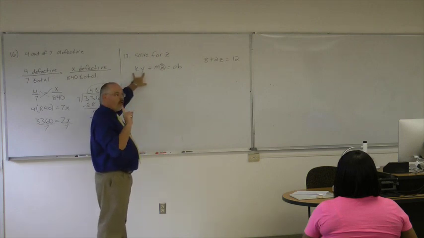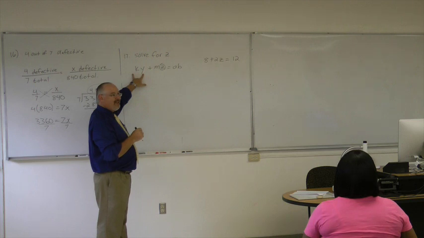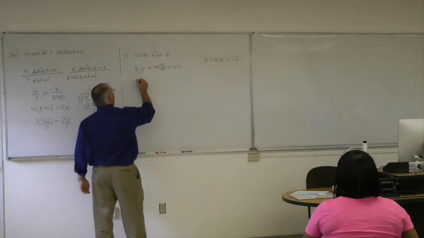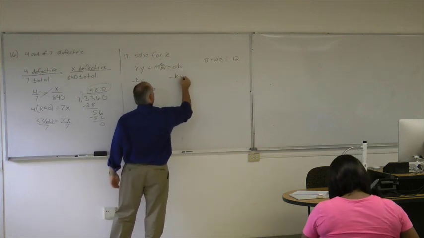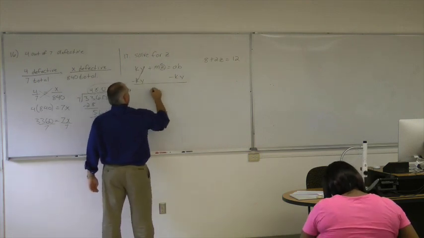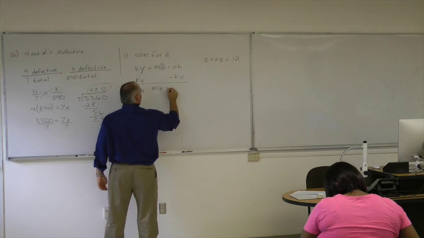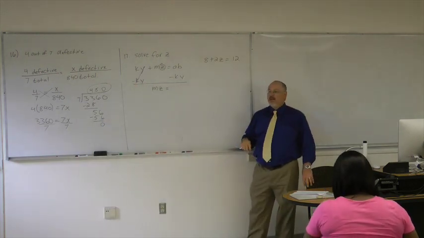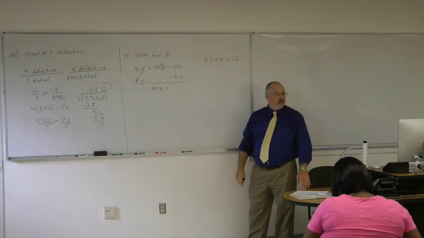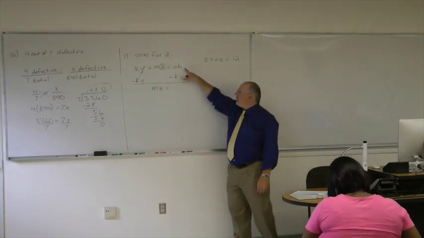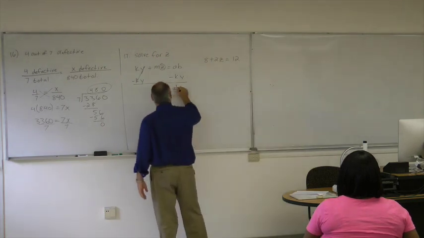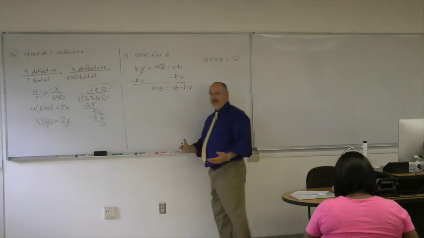Remember, here's the hard part. This is one term because it's being multiplied. Don't think of this as two different things, although technically it is. You really want to think of it as one thing. So we subtract KY. So we end up with M times Z equals, and what do we get here? AB minus KY. Right, you know how to do that? You just read what it says, AB minus KY. So then what do you write? AB minus KY. But you just read it.